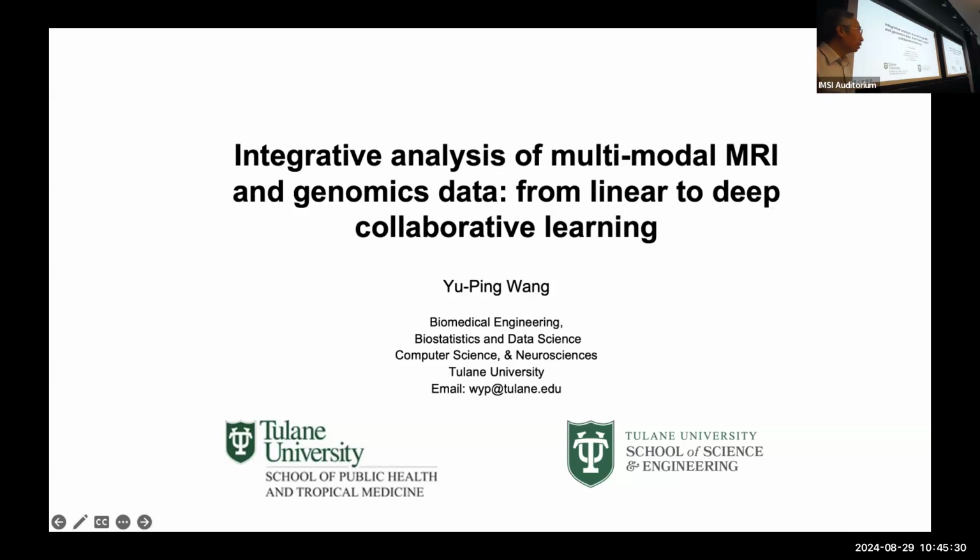So I have been enjoying the workshop so much. It's a great effort by Jen and Hongtu for organizing such a wonderful workshop. So I want to share our experience integrating multi-scale and multi-modal brain imaging and genomic data in the last few years.